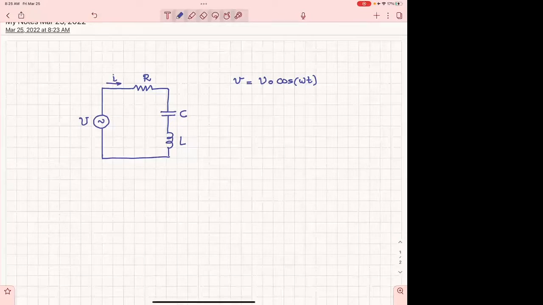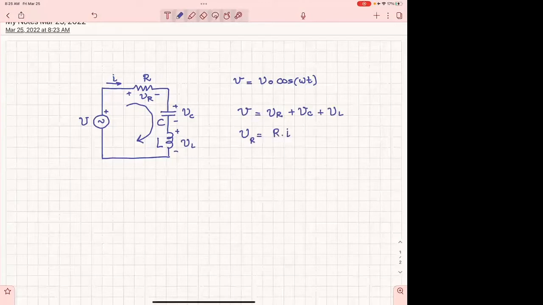This is from circuits, all right? So you will use Kirchhoff's laws, and you will say, okay, this is V sub R. This is going to be C, let me put C on the other side, C here, V sub C. Let me put this one here, V sub L. So from Kirchhoff's law, we know that V equals V sub R plus V sub C plus V sub L, okay? How much is V sub R? It is R times I.